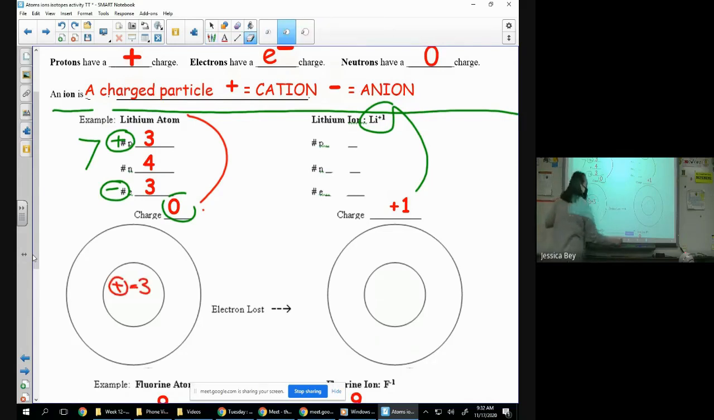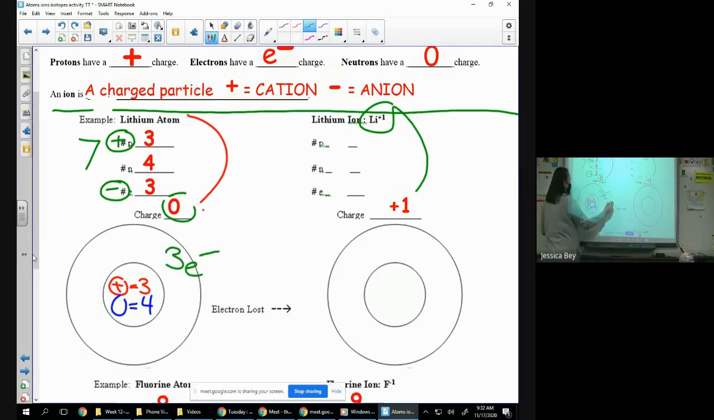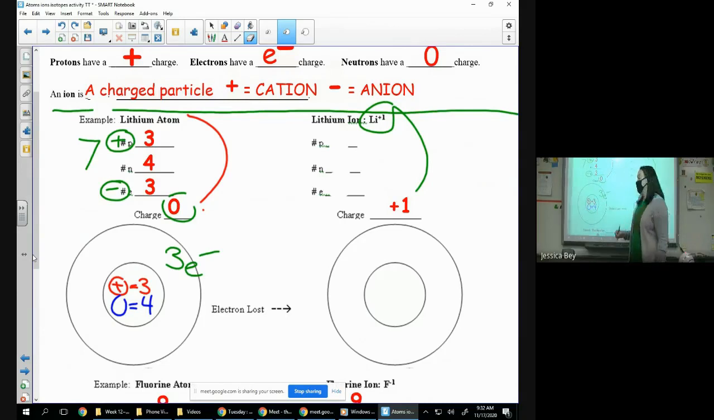3. And then how many neutrons are in here? 4. And then how many electrons are flying around here? 3. Because some of these are going to get rather large, and you're like, do I have to draw 27 little pluses in here? You don't have to do that. Okay.